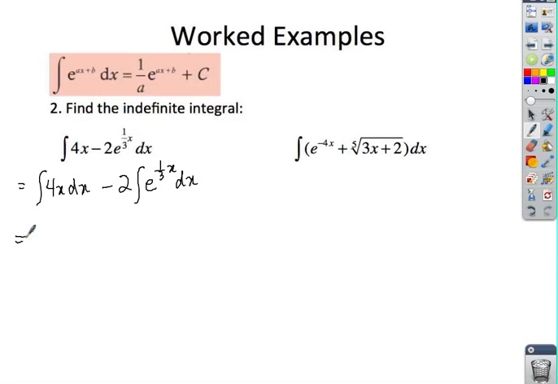Now, integrating 4x, again using the power rule, we'll raise the exponent by 1, so that becomes 4x squared, and we'll divide by the new exponent, 2. And for the second term, the constant multiple will remain. And the integral of e to the 1/3 x is itself, so it's e to the 1/3 x. Again, don't forget, 1/3 x is also a linear expression, so we must divide by the coefficient of x, so 1 over 1/3.